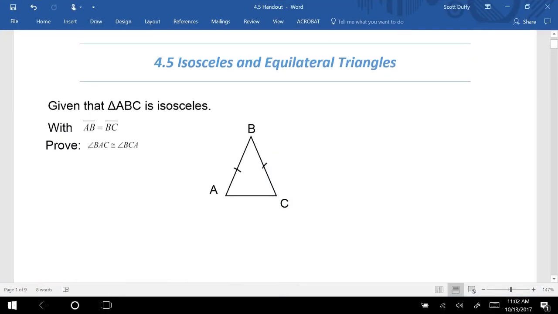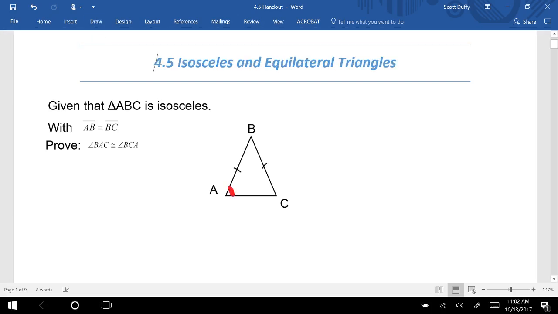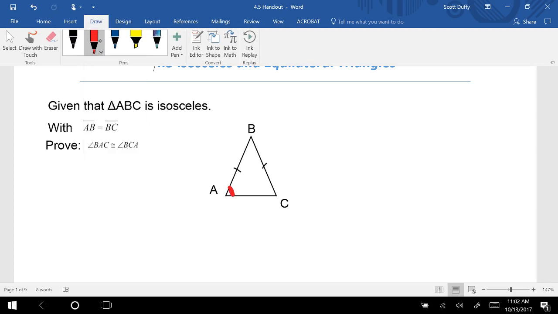Today's lesson is on isosceles and equilateral triangles and the relationships between their sides and their angles. Right away we're given that ABC is isosceles and that AB is equal to BC. So this side length equals this side length. We aren't given anything else, but we are trying to prove that angle BAC is equal to angle BCA.